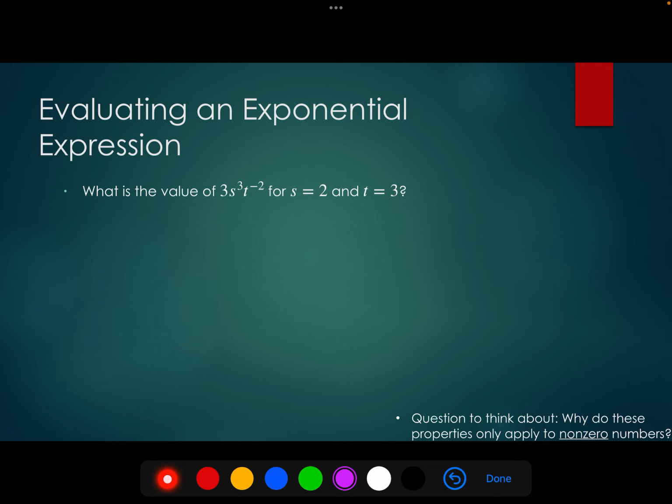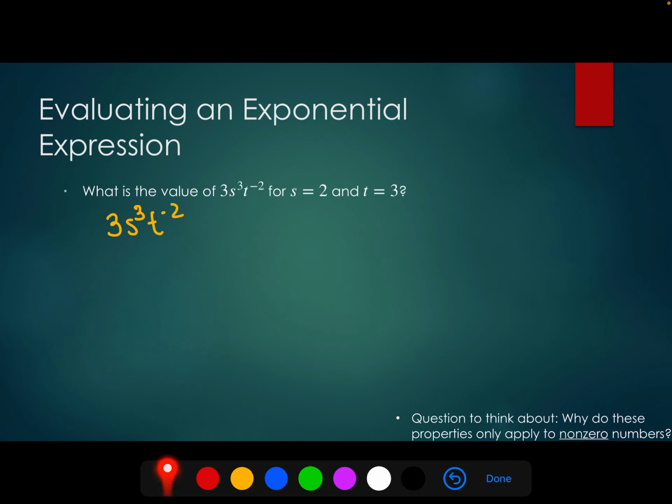Now let's take a look at this one last example. And this is evaluating an exponential expression. So this asks, what is the value of 3s cubed times t to the negative second power, where s is equal to 2 and t is equal to 3? With problems like this, before we even substitute in any of these values, we want to first simplify the expression that we're given. So we have 3s cubed t to the negative second power.